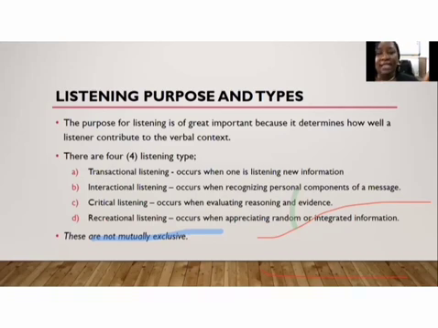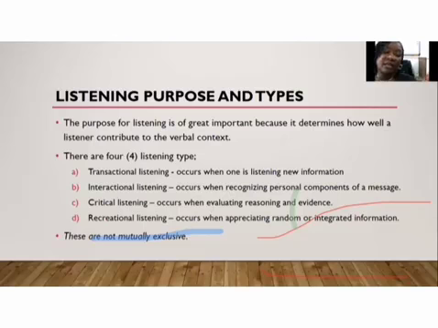Now, there are 4 listening types. The first is the transactional listening. And this is a type of listening that occurs when one is listening for new information. So like a new student who comes into the university in year 1, and then maybe they're having an orientation. When you listen to what is being said to you during that orientation, you are carrying out transactional listening because you are listening for new information. The same thing occurs when you attend lectures. You're listening for new information, transactional listening.